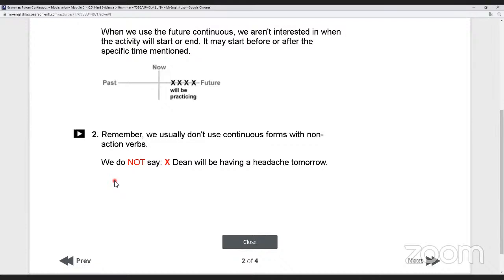So when do we have to use the continuous with action verbs? When it implies movements, okay? But most of the non-action verbs don't imply movements, and so we're going to avoid using them with the continuous form, okay?